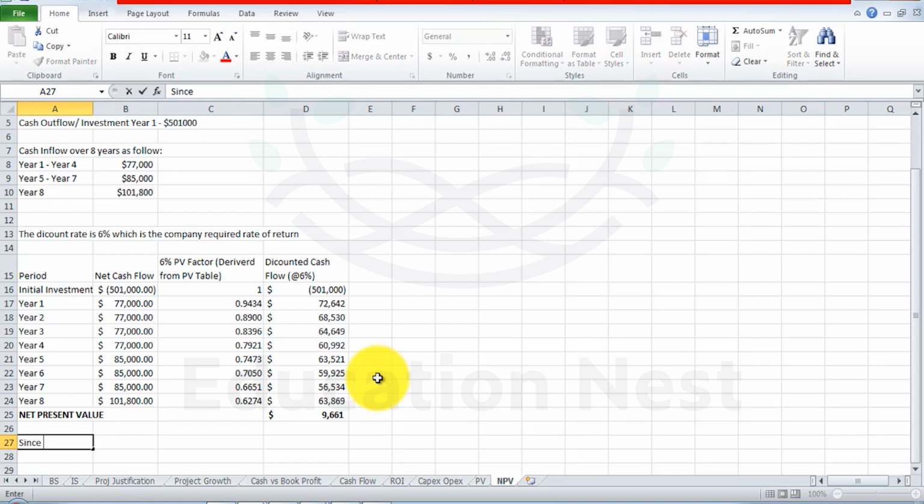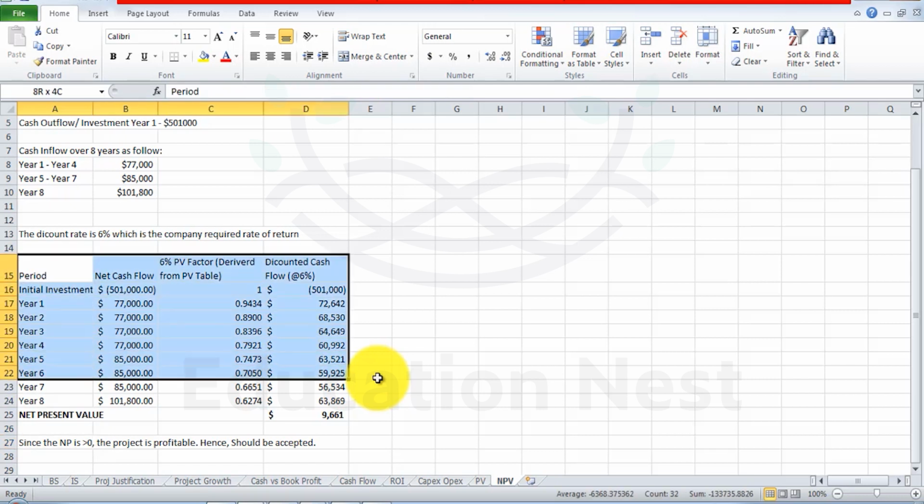I'll just mention a note here: since the net present value is greater than zero, the project is profitable, hence should be accepted. So this is how you interpret the net present value of the project. Now let us try to figure out what would have happened if you had discounted at a different rate, just to get one more tweak in the whole scenario.